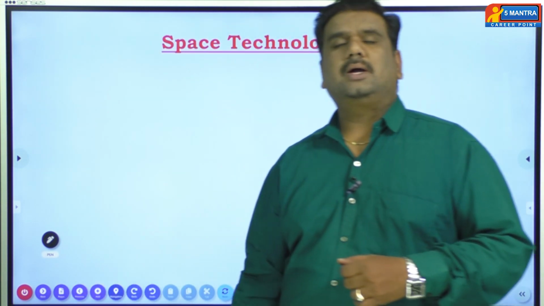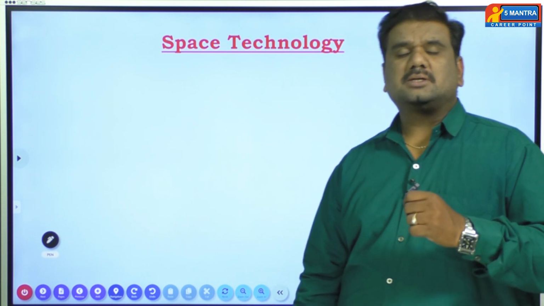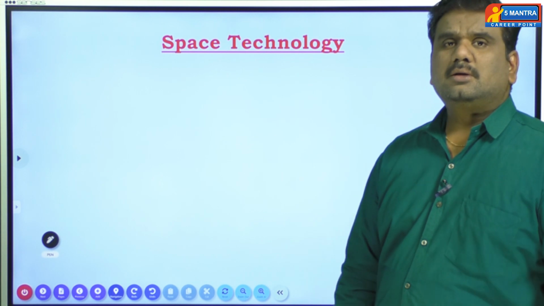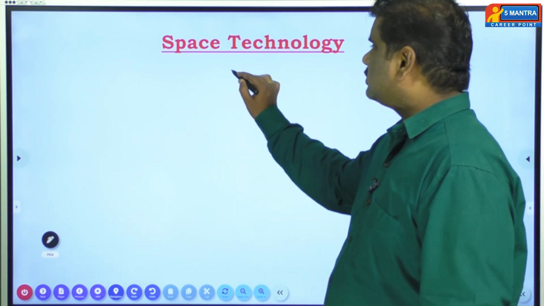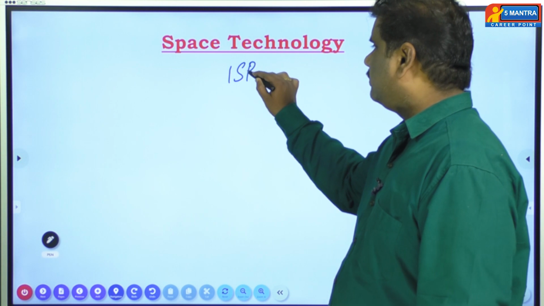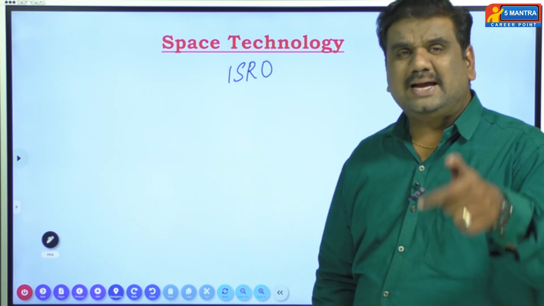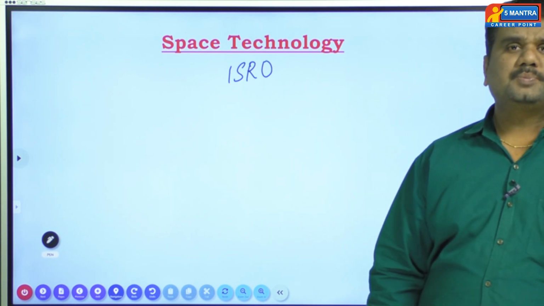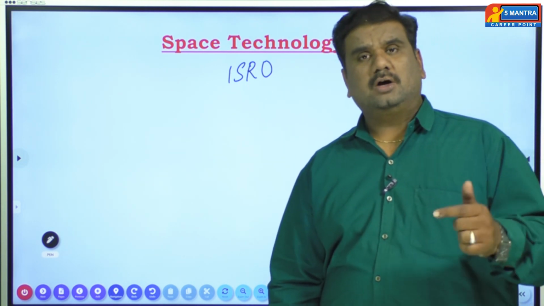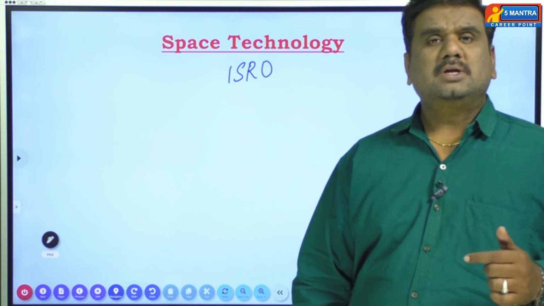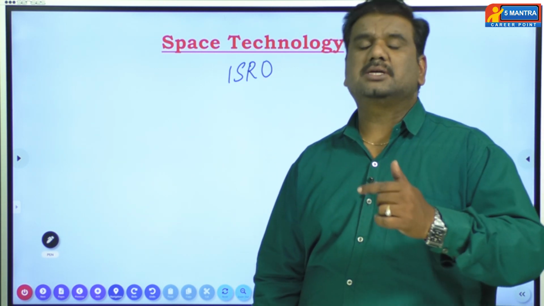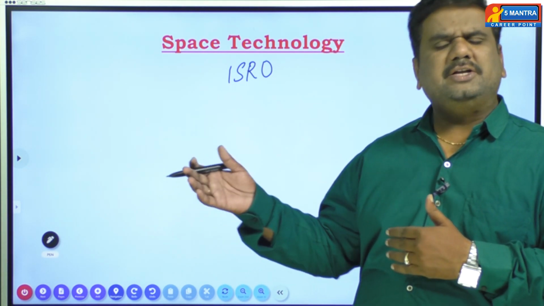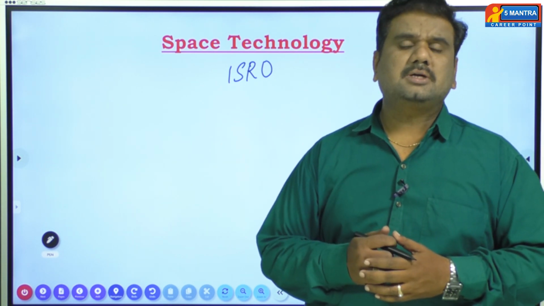Then the next one is space technology. The moment you're talking about space technology, we will start with ISRO and the different organizations which are working under ISRO. Whether you're talking about the Vikram Sarabhai Space Centre, the Satish Dhawan Space Centre, or Sriharikota High Altitude Range, which is also known as the Satish Dhawan Space Centre.